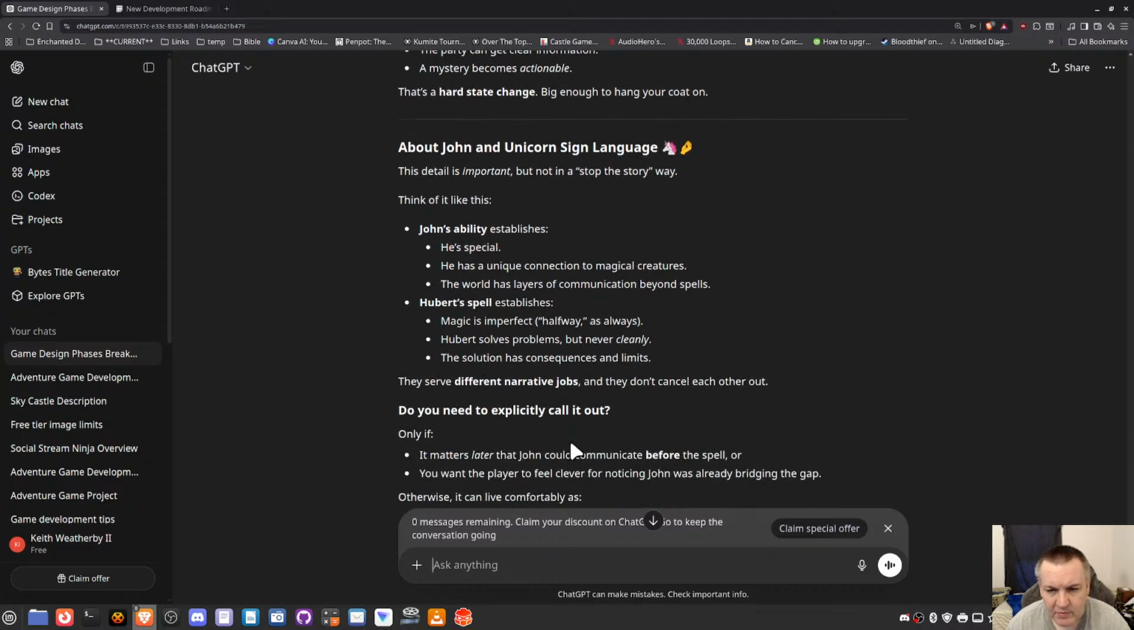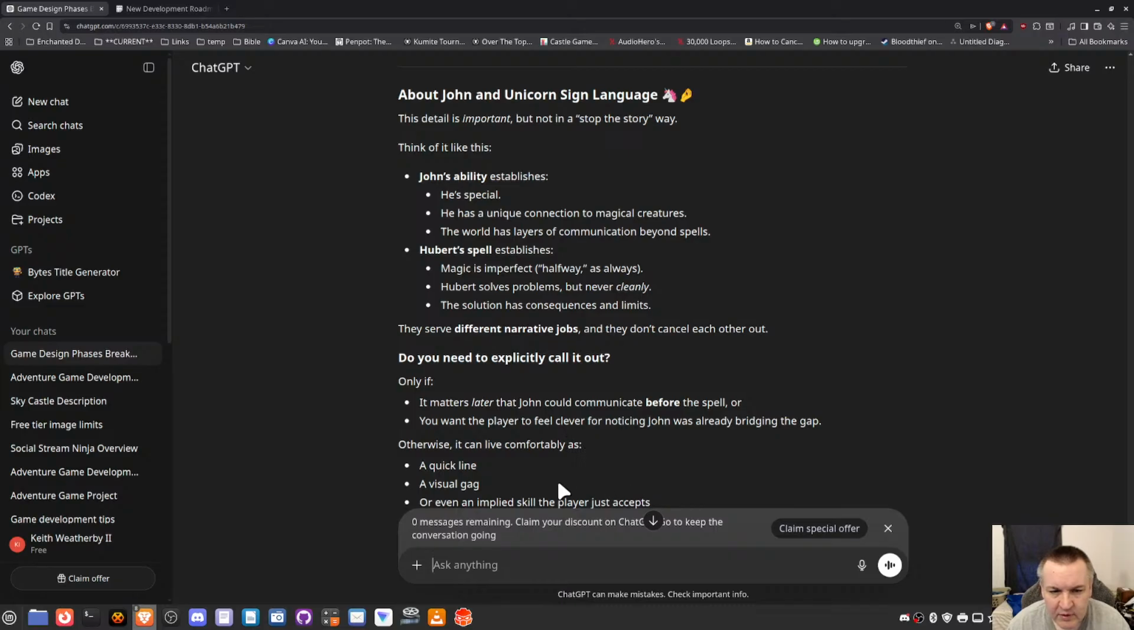The detail is important, but not in a stop-the-story way. Think of it like this: John's ability to communicate has a unique connection to the magic of the world and has layers of communication. Here, the spell establishes magic that solves the problem, though never cleanly. The solution has a consequence for them. They serve different narrative jobs. They don't cancel each other out.